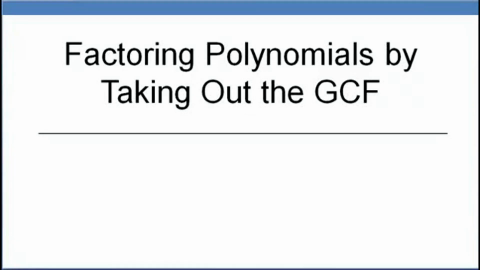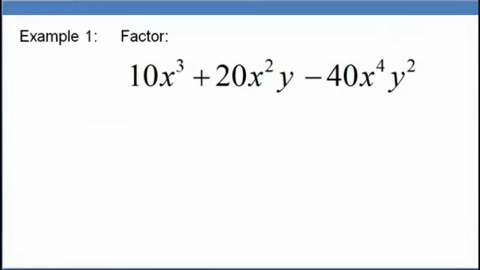Factoring polynomials by taking out the GCF. Let's factor this polynomial by taking out the GCF. This is from a problem we looked at earlier. I just turned it into a real problem with the signs. So our first step will be to find the GCF. From our numbers, we will use a 10. From our variables, we'd have to take the lowest exponent, x squared. And we could not take a y because there is no y in the first term. So we find our GCF.